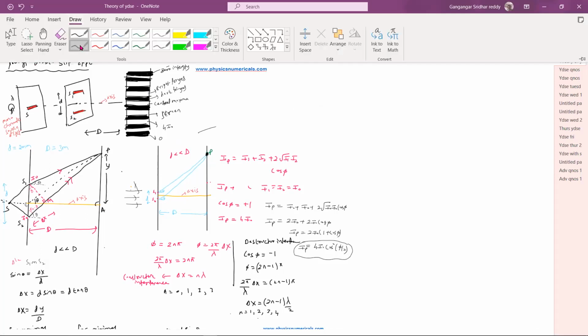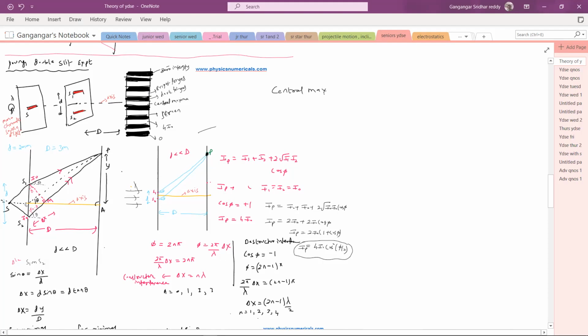Okay, I'll go for defining central maxima. It's a point on a screen where the path difference of rays is 0. A very, very important condition. How to locate central maxima? It's a point on the screen where the path difference of the rays will be 0. So definitely the central maxima will lie on the axis. That is the location of central maxima.